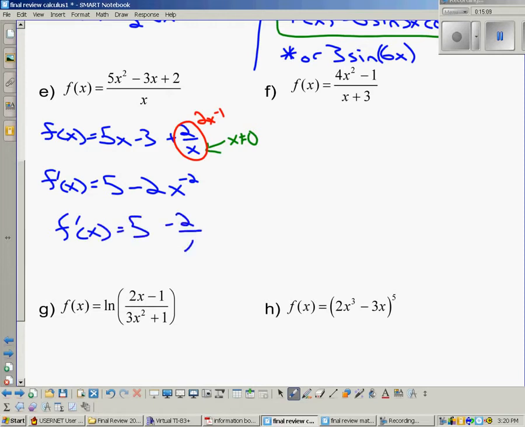So 5 minus 2 over x squared would be our derivative. You could also have done this one with quotient rule. Probably would have taken a little bit longer, though. All right, the next one.